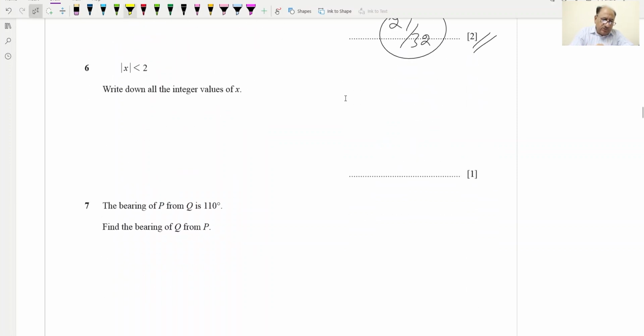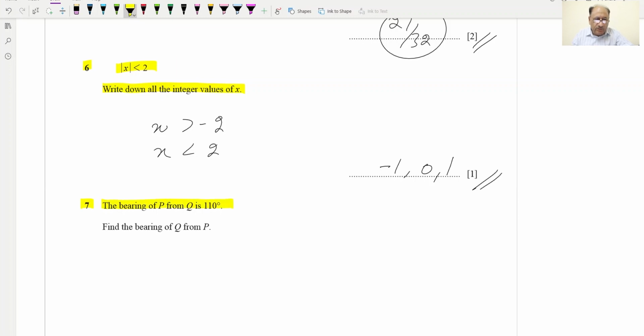Now question number 6, and this is mod of x is less than 2. Write down all the integer values of x. So for integer values of x, we can write x is greater than -2 and x is less than 2, and in between that it will be -1, 0 and 1. So this is a 1 mark question, which we are done.